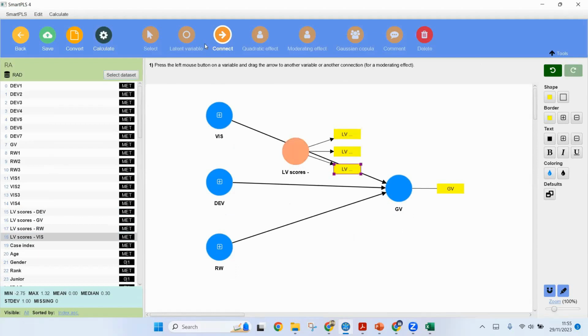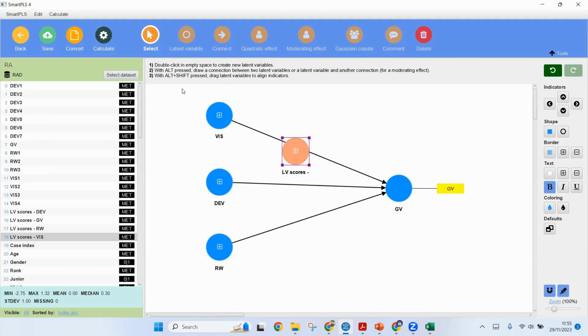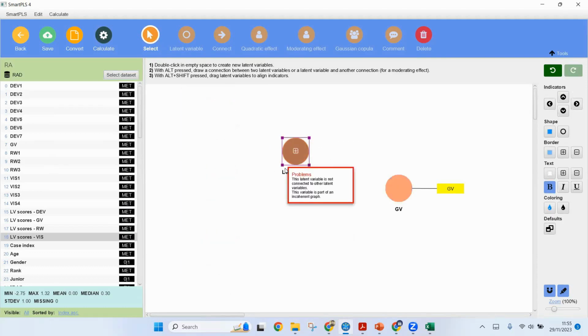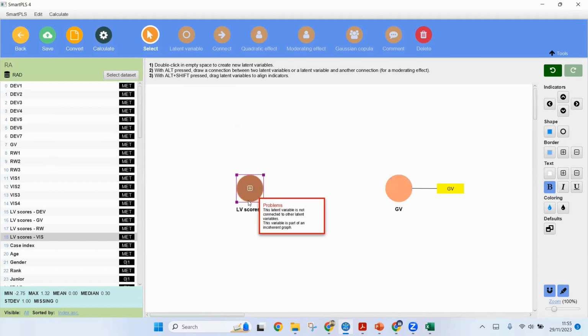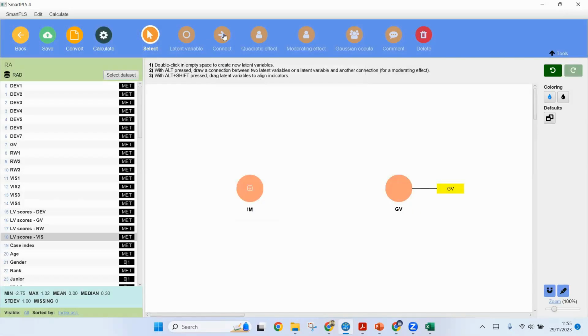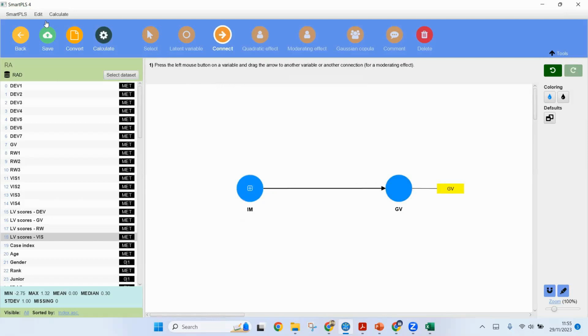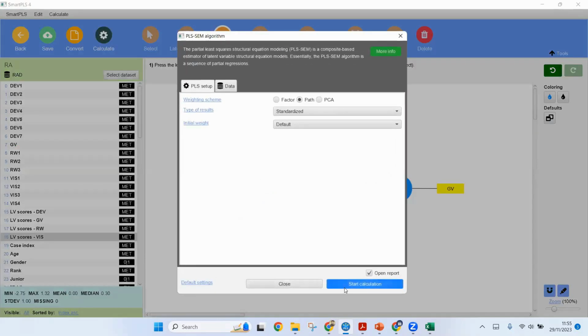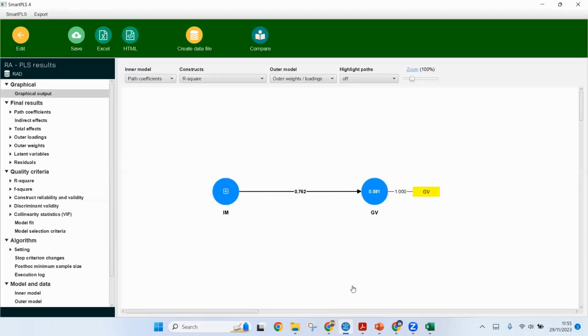So you need your latent variable scores and link them with the global variable, the item that is representing the construct as an overall construct. You name it IM. And now link it. Now run the model. PLS SEM is fine because we just need the coefficient. Is this coefficient over 0.70? Yes, it is. So this means the convergent validity for the higher order formative construct is established, or the redundancy analysis is satisfactory.